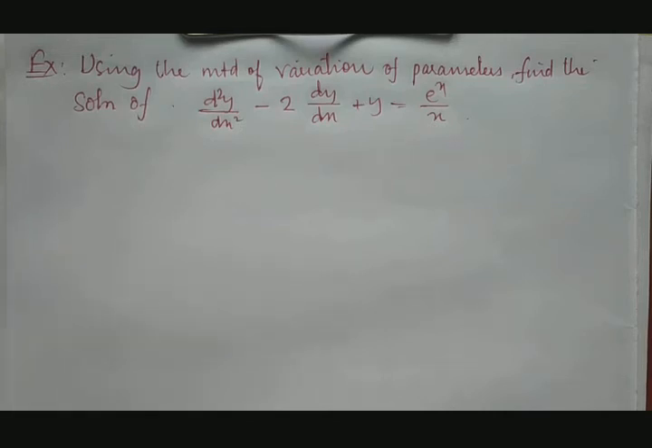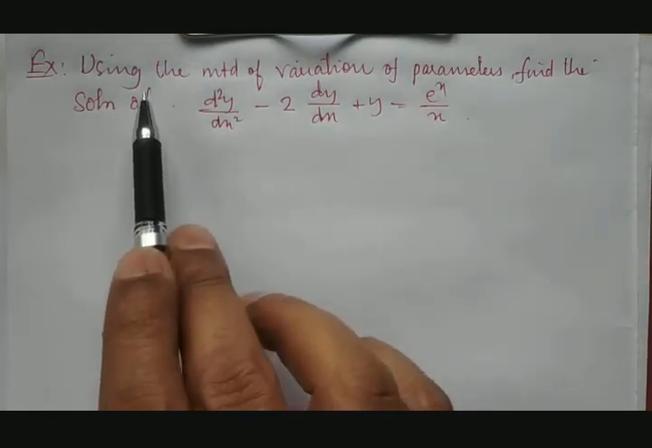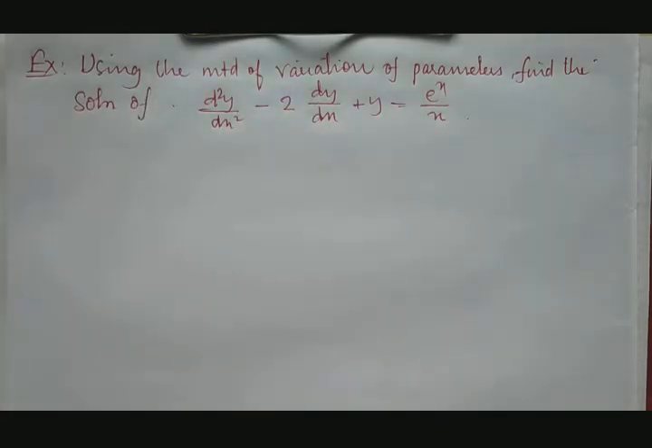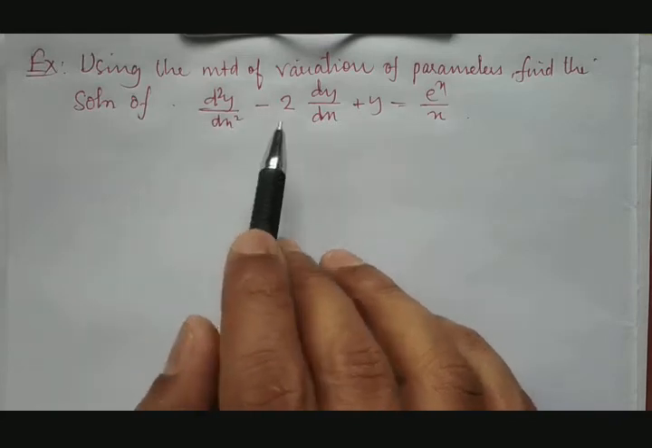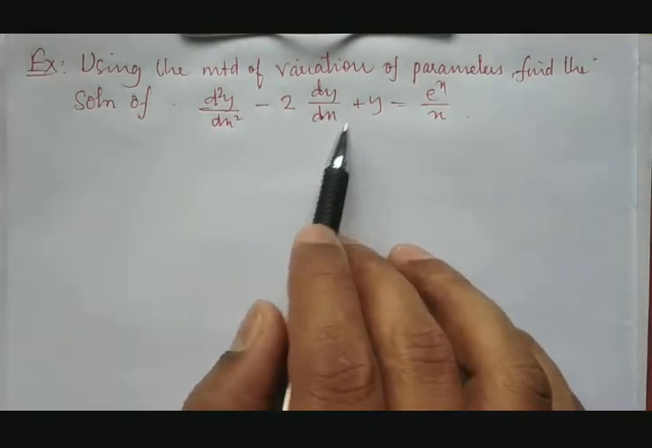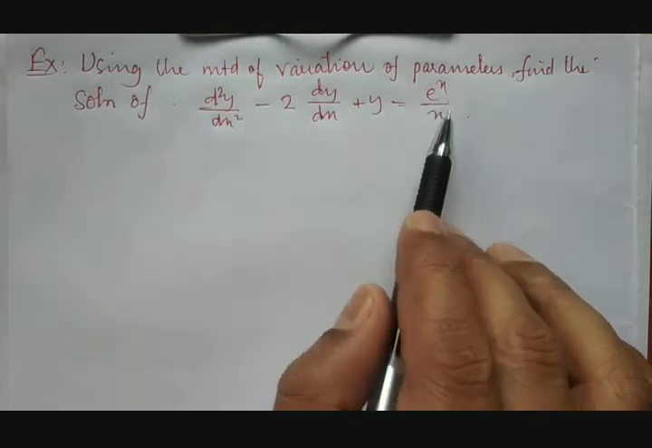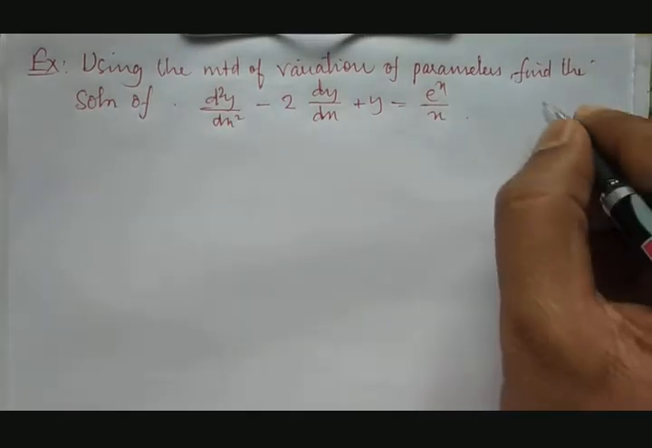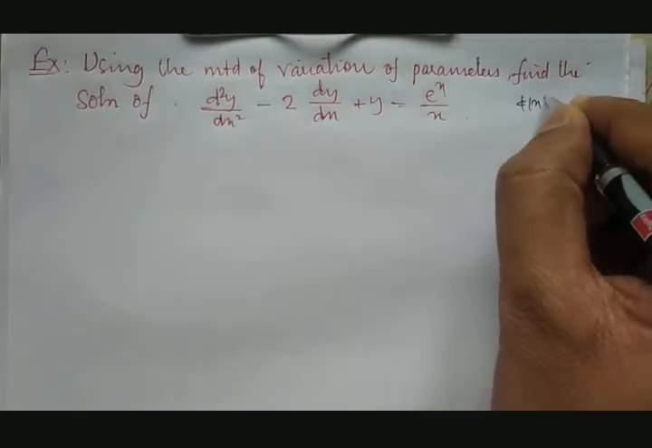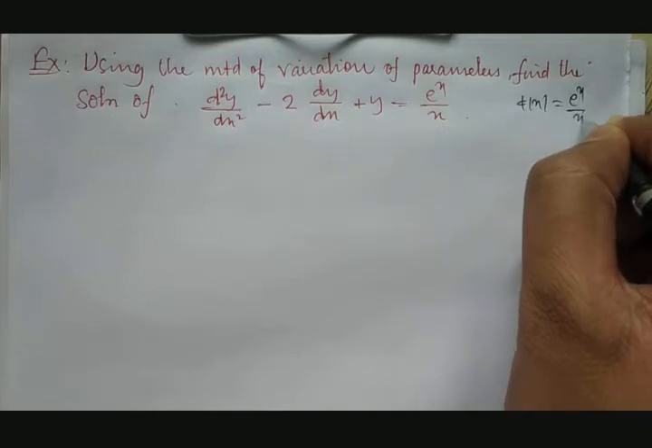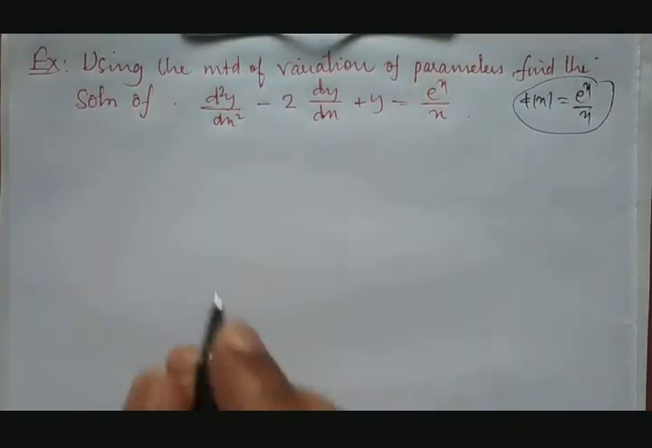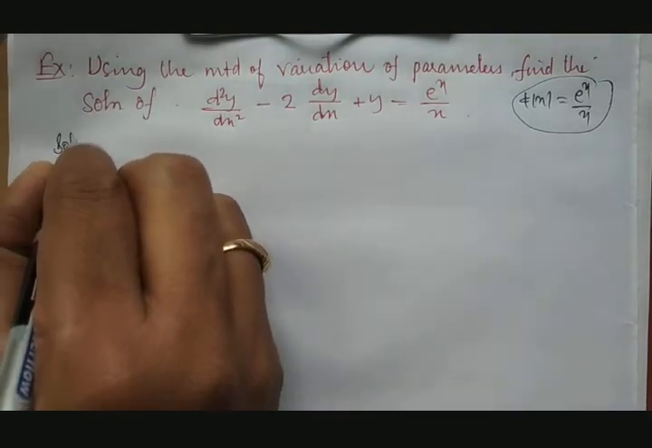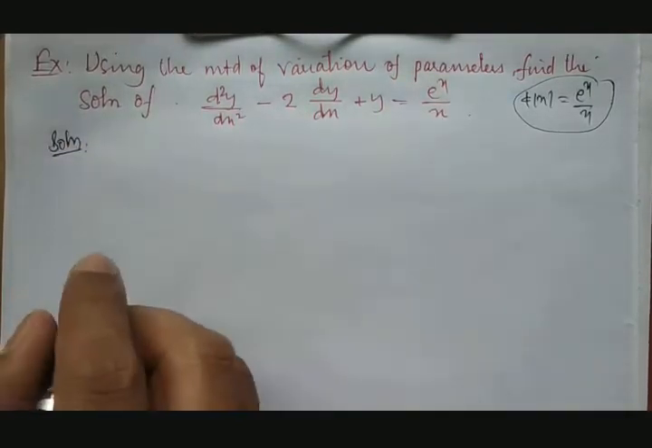Hello students, let us take one more example using the method of variation of parameters. Find the solution of d square y by dx square minus 2 dy by dx plus y is equal to e raised to x by x. This is a little bit different example where phi of x is e raised to x by x. Again we follow the same procedure of the variation of parameters method.